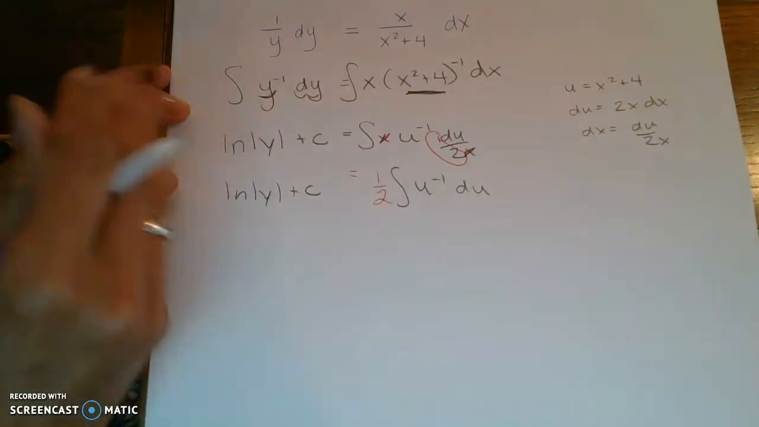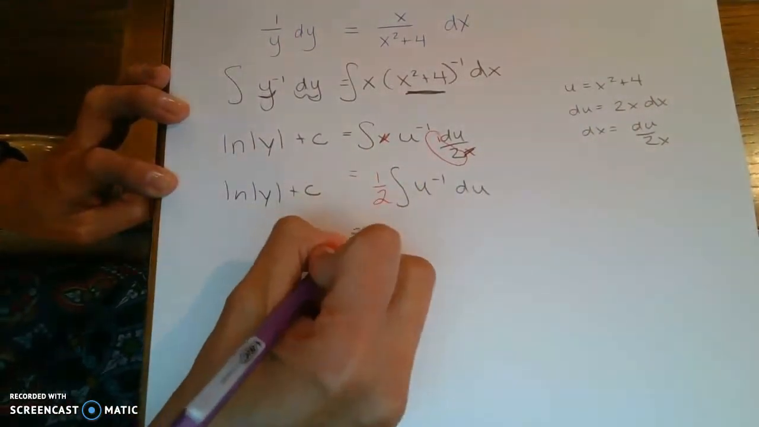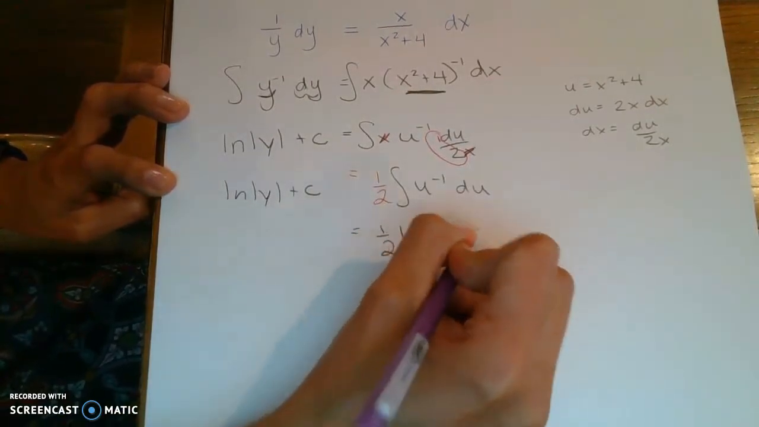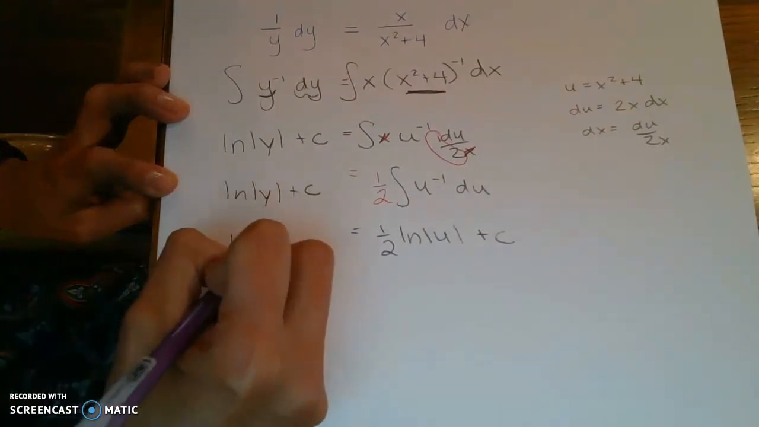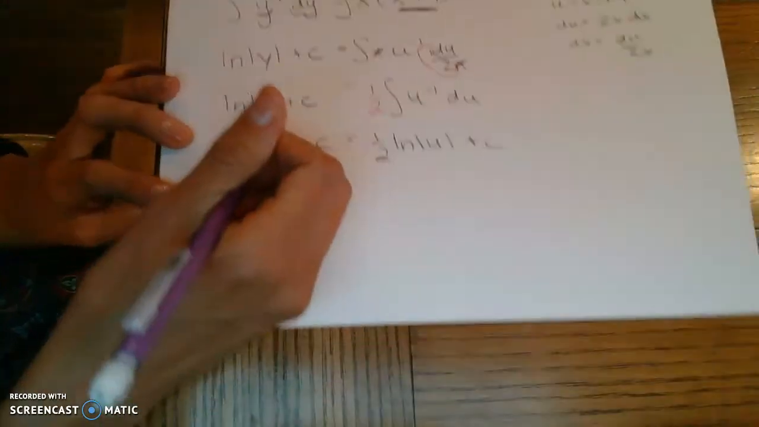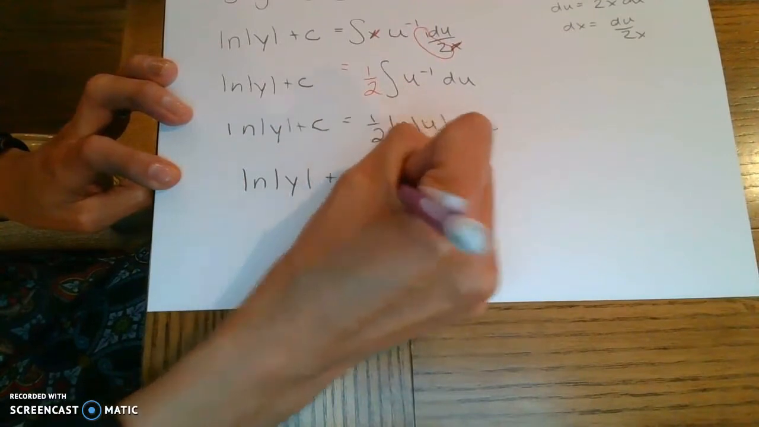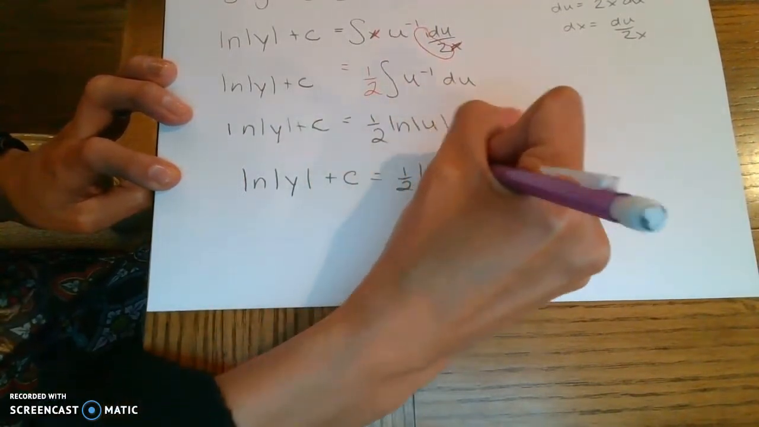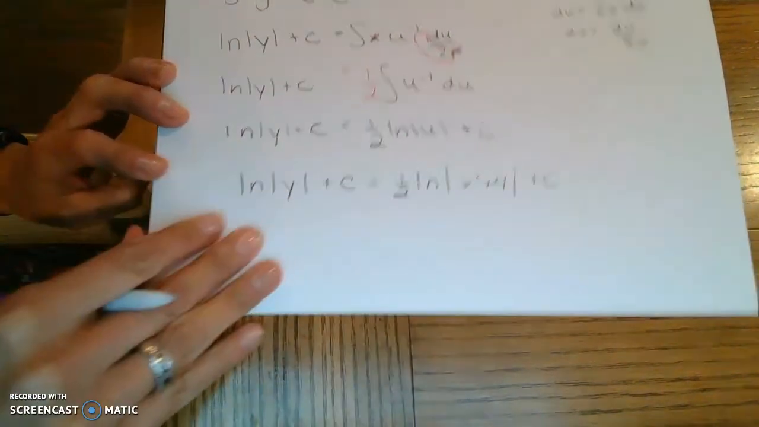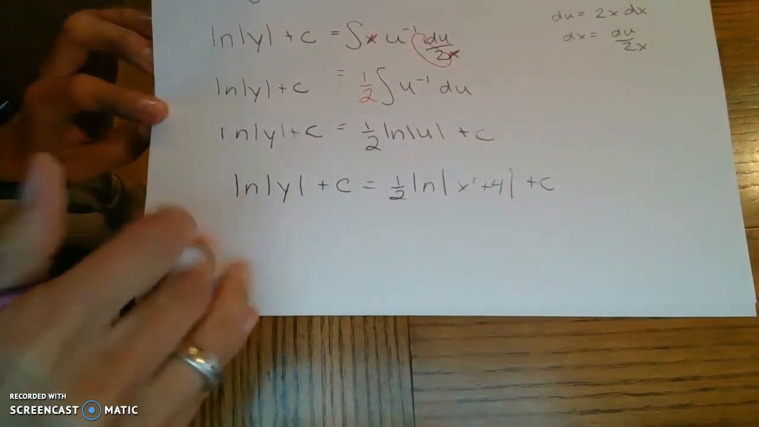I'm not paying attention to that side, I've already integrated. But this integrand is now ready for me to integrate, and it just becomes ln of u plus c. And I have ln of y plus c. My last step is to put in my u, and I get 1/2 ln of x squared plus 4 plus c. So far, hopefully we're on the same track together.